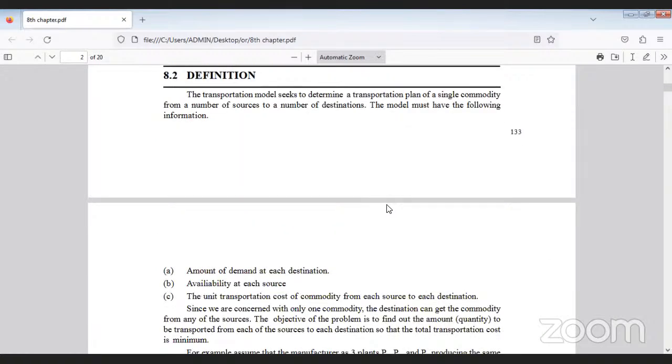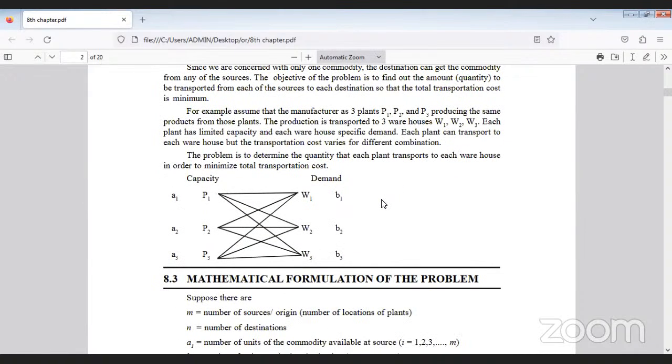So the definition: the transportation model determines a transportation plan of a single commodity from a number of sources to a number of destinations. The model must have the following information, you have to study.